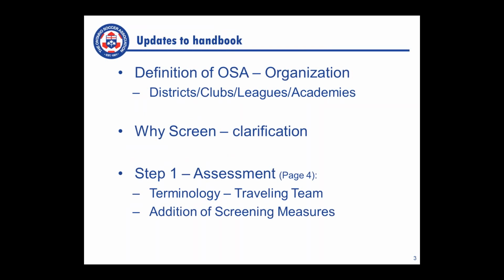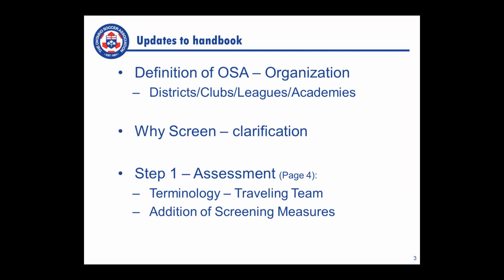Number 1 on our agenda is the changes that have been made to the handbook since it was released in early May. On page 3, we added clarification as to who is included in the OSA, that being districts, clubs, leagues, and academies. The OSA requires screening of all team officials. The way that I best understand the term team officials is anyone who sits on a bench. All team officials are screened at either a high or low risk level. You will have noticed that we have removed the middle risk level.